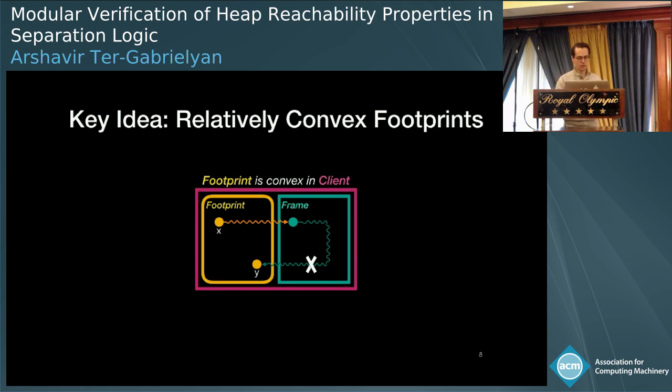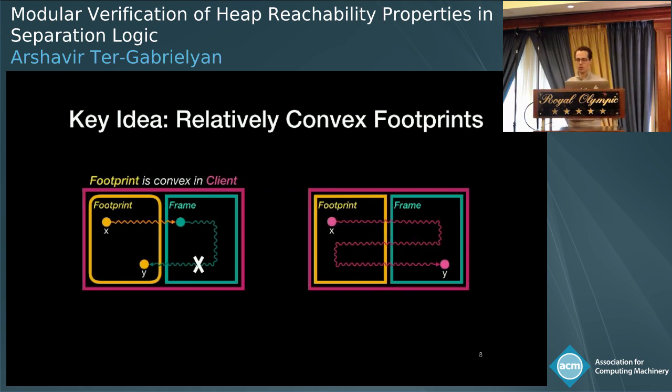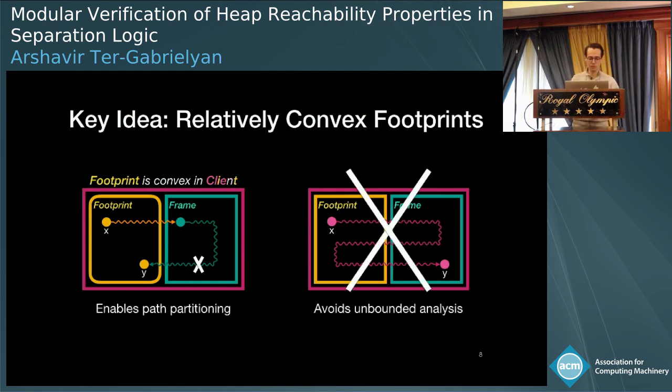Why is this a useful simplification? Well, because it allows us to avoid the problematic configuration that we experienced before, where heap paths could span the boundary of the footprint, crossing the boundary multiple times in many different places. Relative convexity is a restriction that we impose on all procedure footprints in our technique. And this is the essential bit that empowers the most fundamental aspect of our technique.